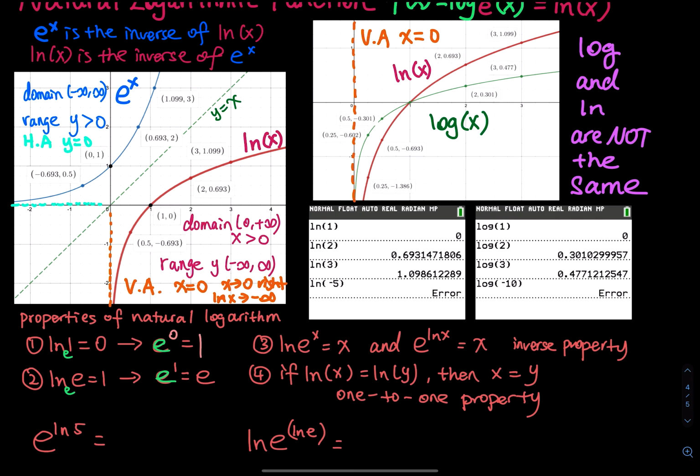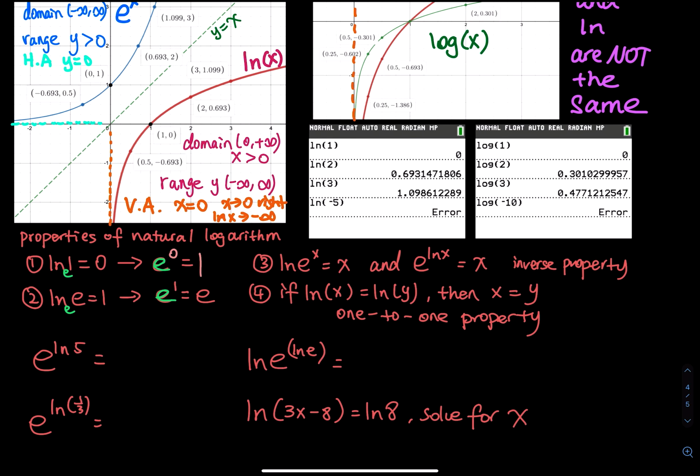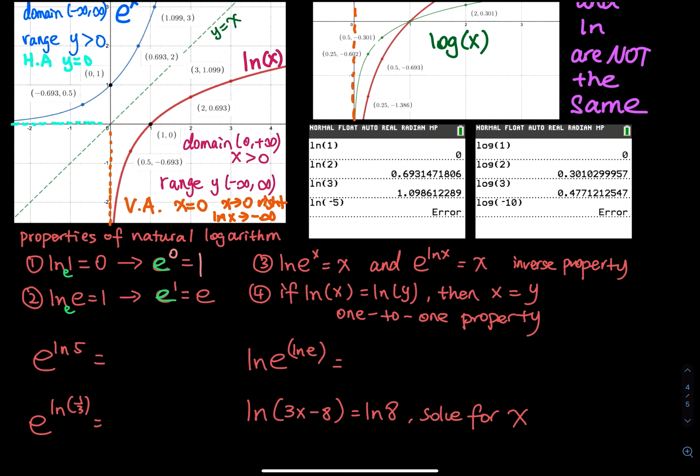And then number 4, if ln x is equal to ln y, then x is equal to y. This is called the one-to-one property. They are very easy to use. Now, e to the ln of 5, what is that equal to? Using which one? Using number 3, ln e to the x is equal to x. So this is ln of 5, and that is equal to 5.